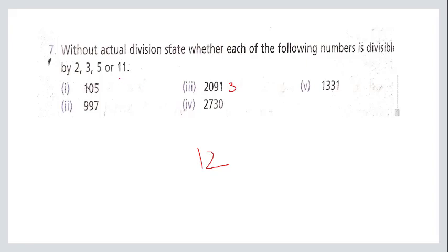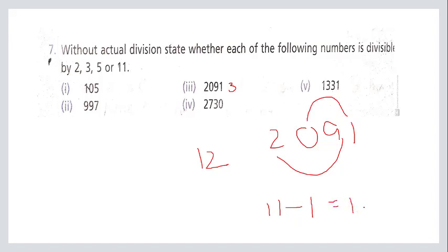Now for rule 5, the end digit should be 0 or 5, but this is 1, so this is not divisible by 5. Now let's check for 11. For 11, we should actually add alternate digits. 2 plus 9 is 11. And then 0 plus 1 is 1. And if we subtract 11 minus 1, we get 10. Now this is neither 11 nor 0, so this 2091 is not divisible by 11.